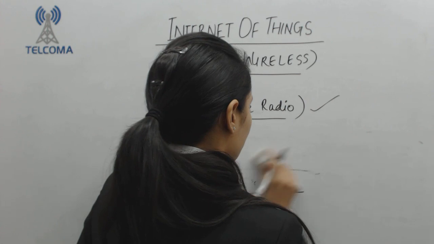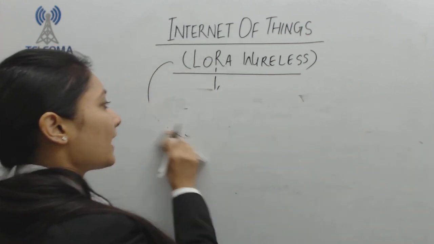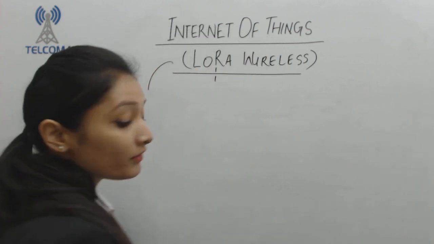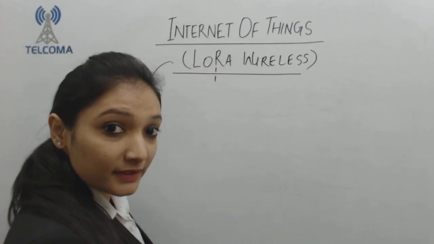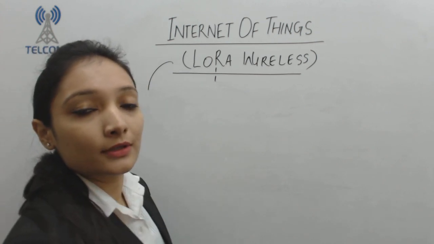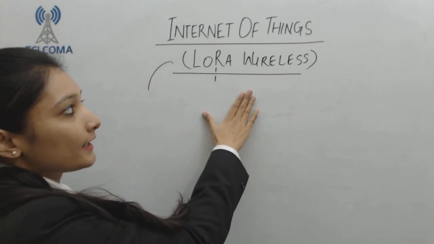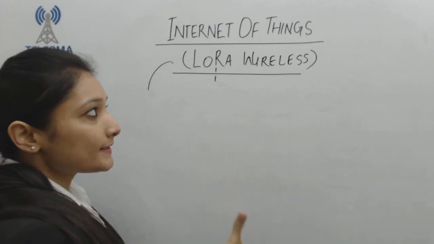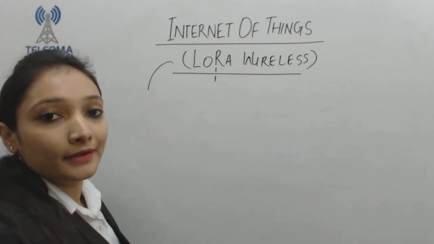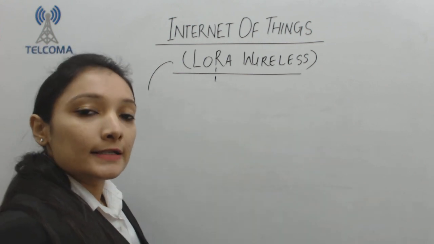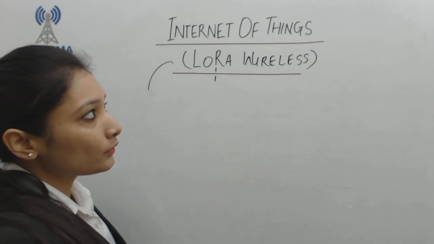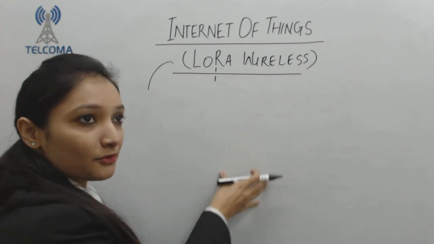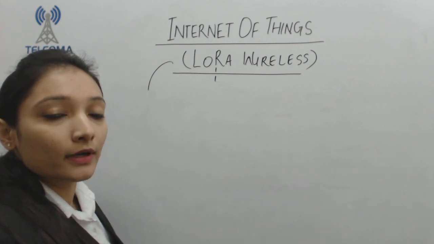So this LoRa wireless can work together with cellular networks also. Now we have a concept of cellular Internet of Things also. So the LoRa antennas can be mounted over the masts of the cellular operators, and this technology can provide similar coverage like cellular networks. So both of these can work together.